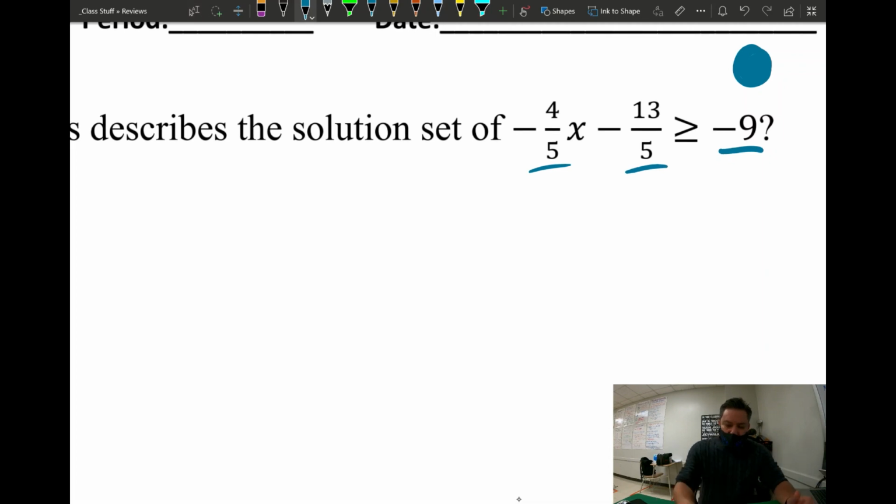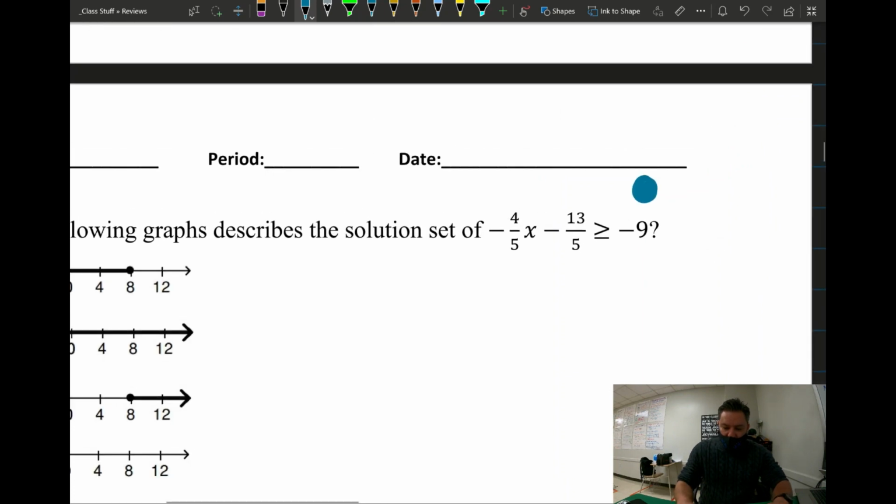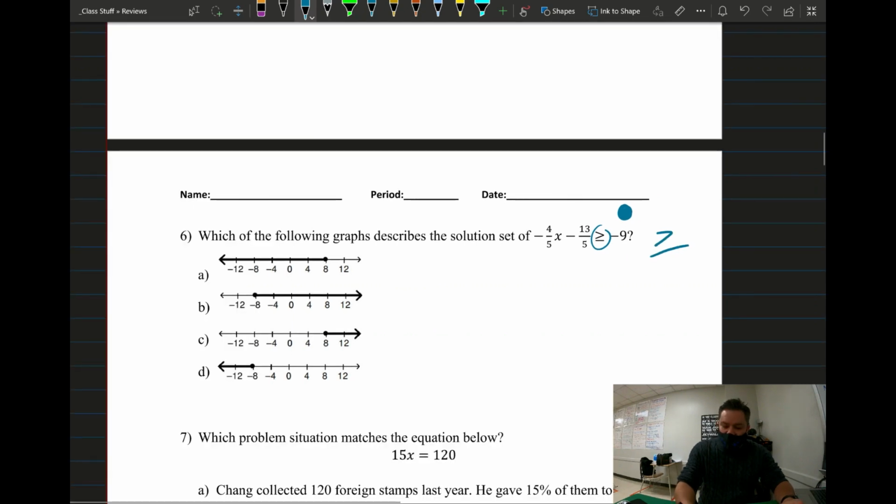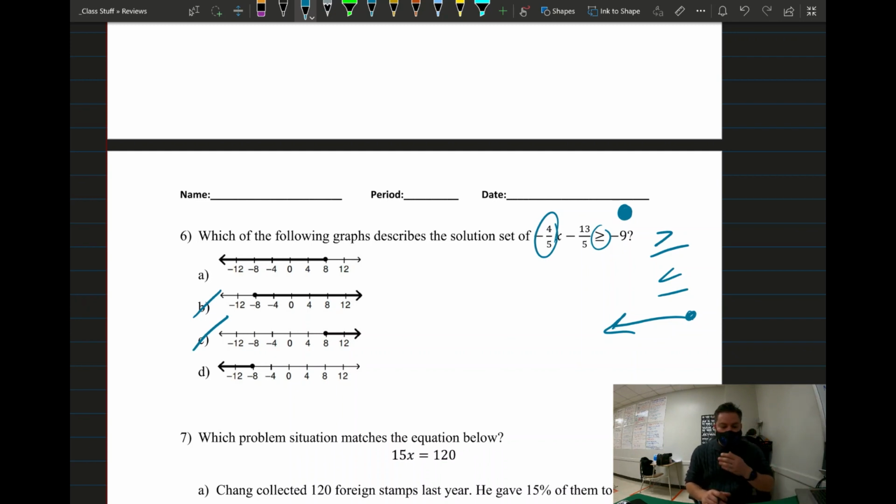Now, first of all, let's look at the sign. It's pointing to the right. My last step will be to divide by a negative fraction. So that means that my sign will have to flip. My answer has to go to the left. So before doing anything, you can eliminate some answers. Look at everything that is going to the right and get rid of those, which is B and C, right? So now you're left with two choices, either positive 8 or negative 8.